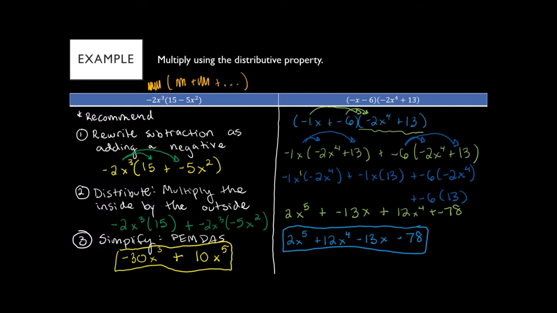So we've got two examples here of the distributive property. The example on the left is the situation where I recommend you use the distributive property. The example on the right, I do not recommend using the distributive property, but you can. It gets kind of messy. Any questions?